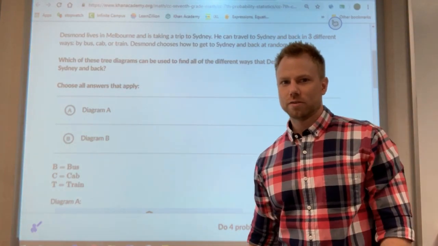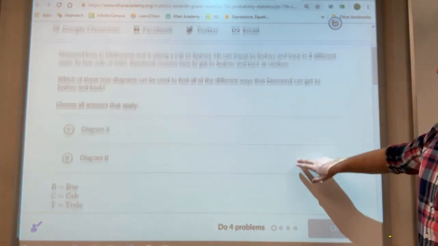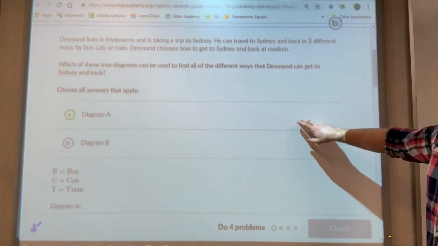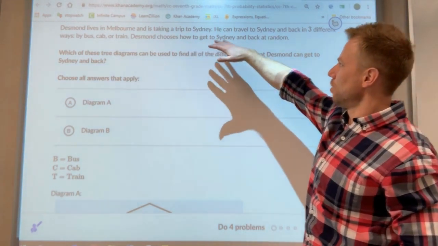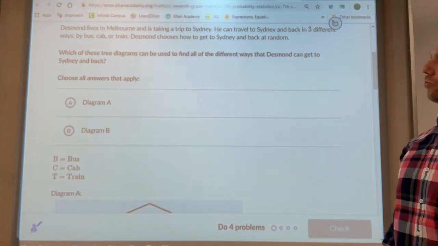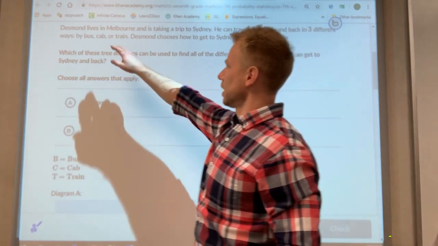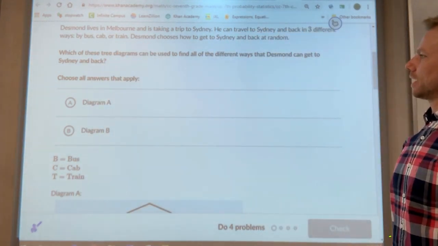Objective 2 of more on probability and sampling, and we are looking at sample spaces here. What are the total possible outcomes for events that are happening? Okay, so Desmond lives in Melbourne and is taking a trip to Sydney. He can travel to Sydney and back in 3 different ways: by bus, cab, or train. Desmond chooses how to get to Sydney and back at random.